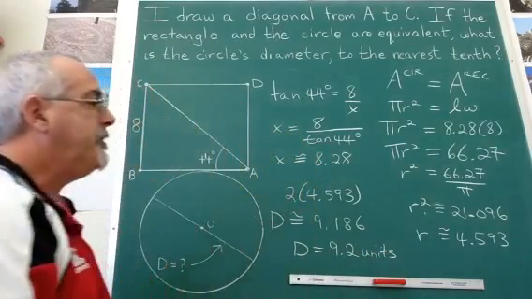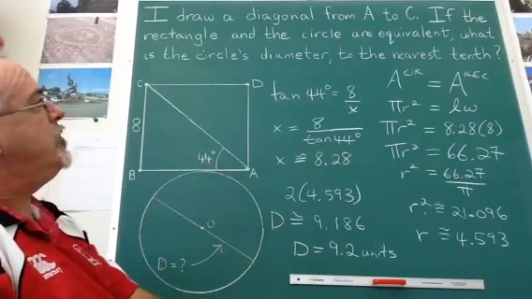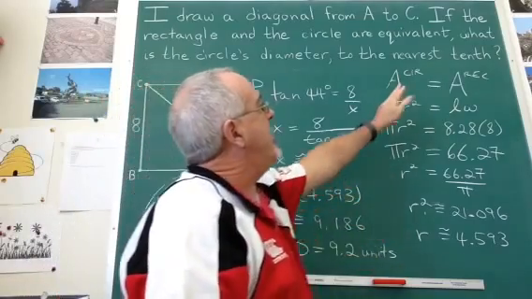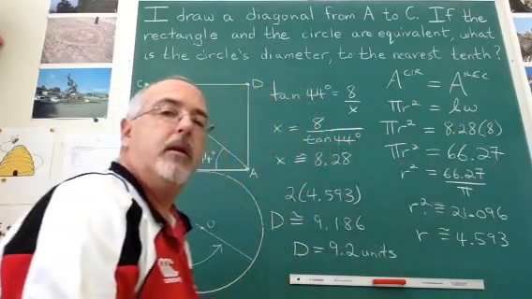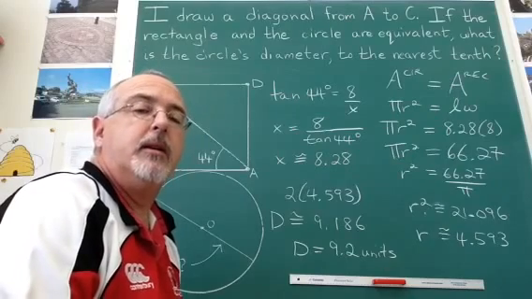This is how we deal with a problem where we are given two-dimensional shapes and told that they are equivalent. The key is to make the area of one shape equal to the area of the other, because that is using the concept of equivalence to solve the question.